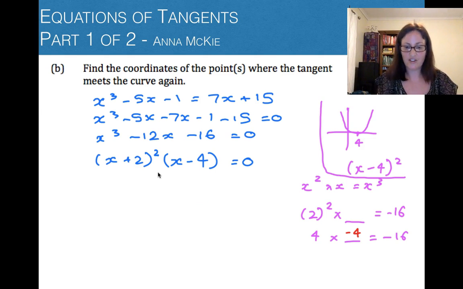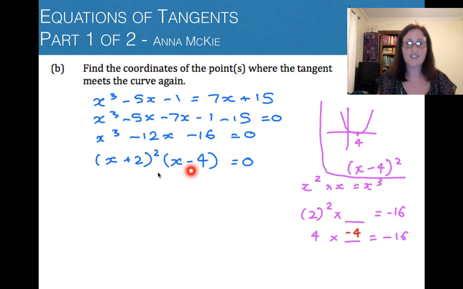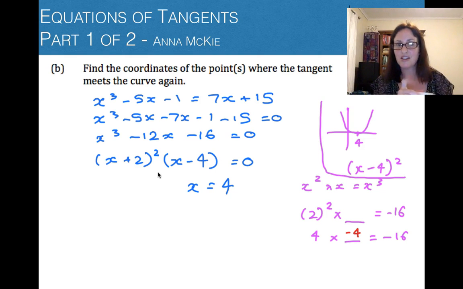But we need to find the point where they meet again. So that is one point that we knew initially, x equals -2, and this is our other point, where x is equal to 4. But go back and read the question. It said find the coordinates of the point, not just the x value. So you therefore have to substitute that x value into the original function.